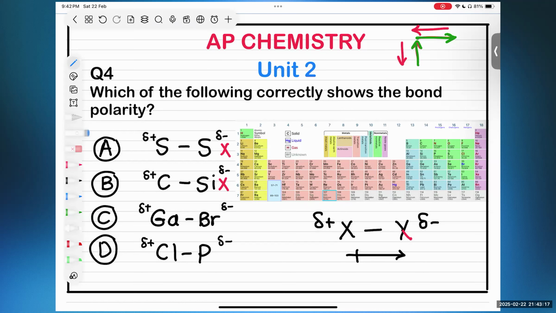Now let's have a look at gallium and bromine. The gallium here is on the left and bromine on the right. So when you go to the bromine, the electronegativity increases. So it should have the negative. So bromine should be negative, which means that this is the correct answer.